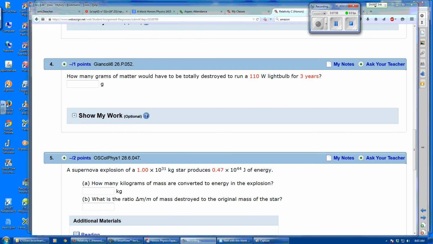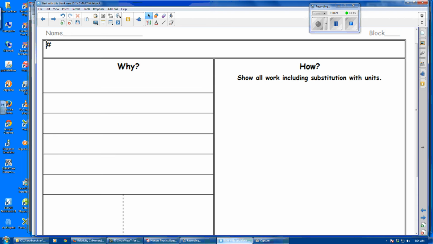Alright, so we're going to talk about number 4. The idea behind number 4 is a couple of different things I want to show your understanding of. One is the equivalence principle that we talked about yesterday, and showing that you understand what power is, which is a good thing also, especially since it will be on the exam coming up.